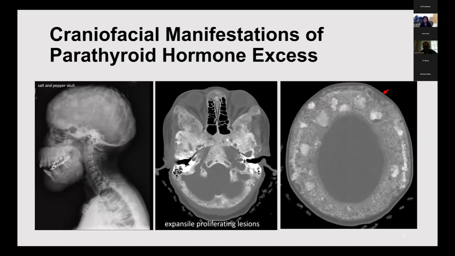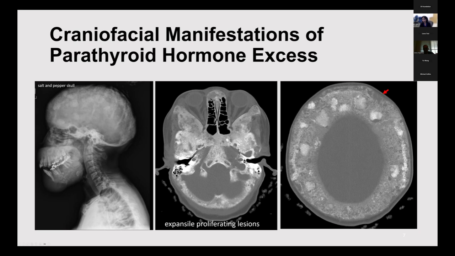Now, let's take a look into the craniofacial manifestations of this patient. You can see this patient's skull X-ray showed a speckled pattern with a salt and pepper appearance. You can see a diffuse generalized speckled appearance on her skull, and then hypertrophy or an enlargement of both the maxilla and the mandible. You can also see this is an axial CT of the same patient, and you can see these expansile lesions in the sphenoid bone of this patient and the temporal bone.